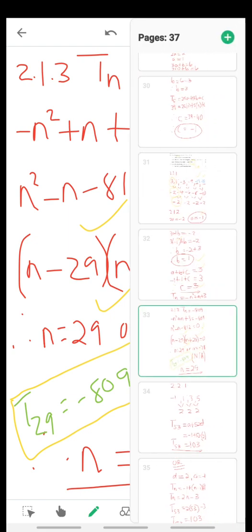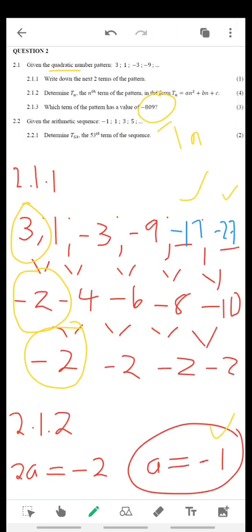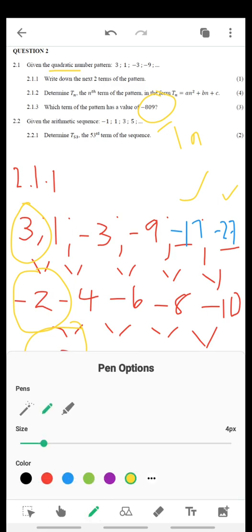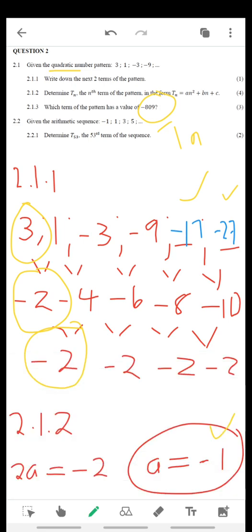Good. Well done. Now let us go to 2.2. Given the arithmetic sequence, now underline, this is arithmetic. Very important. This is arithmetic: minus 1, 1, 3, 5. So the first difference is constant, or the common difference. They want you to find T53, the 53rd term of the sequence.